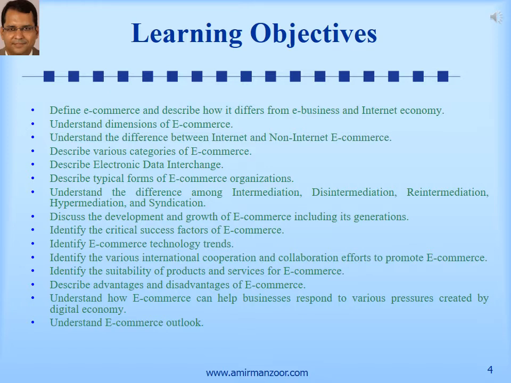Discuss the development and growth of e-commerce including its generations. Identify the critical success factors of e-commerce. Identify e-commerce technology trends. Identify the various international cooperation and collaboration efforts to promote e-commerce. Identify the suitability of products and services for e-commerce. Describe advantages and disadvantages of e-commerce. Understand how e-commerce can help businesses respond to various pressures created by digital economy and understand e-commerce outlook.